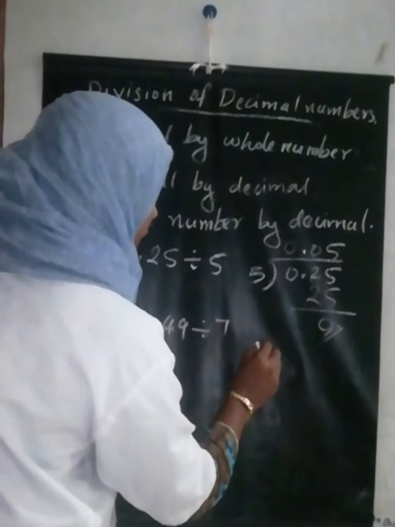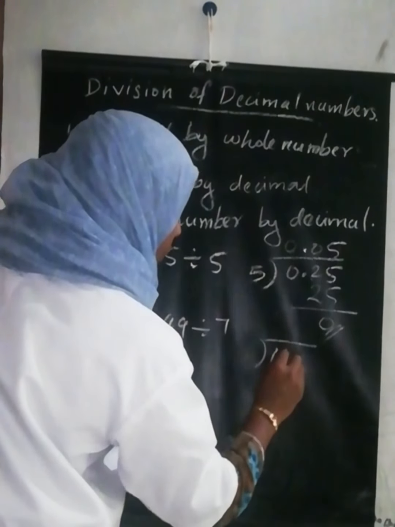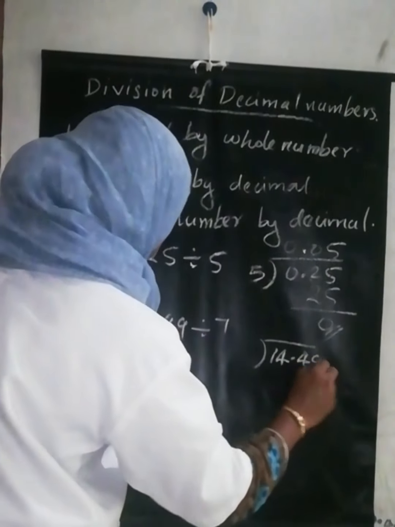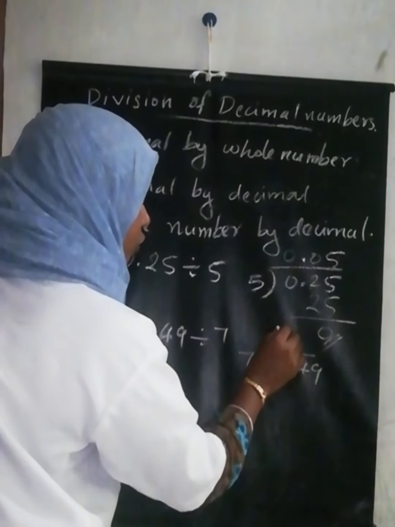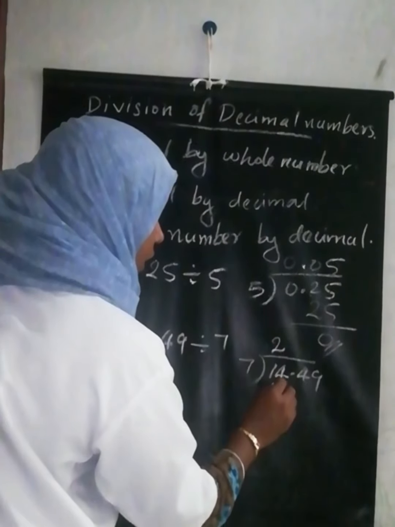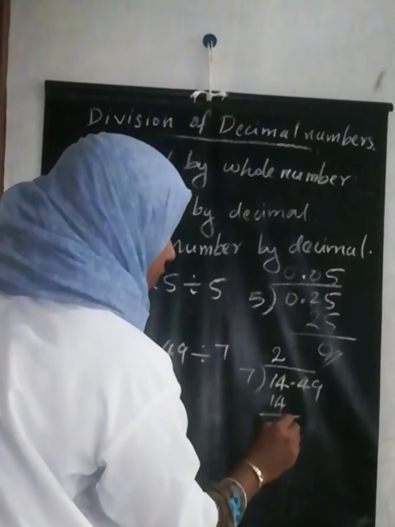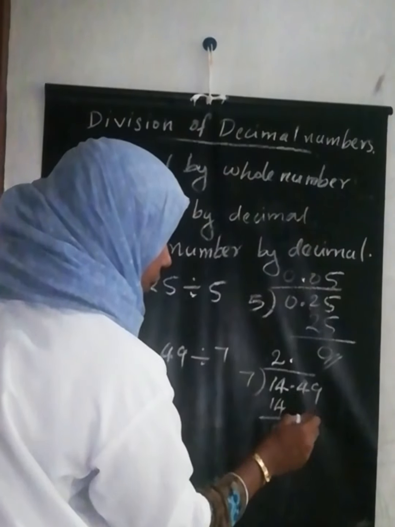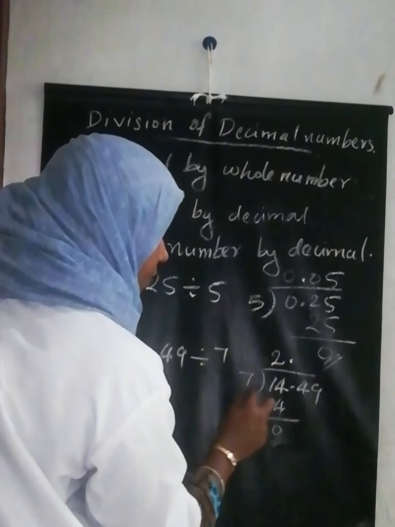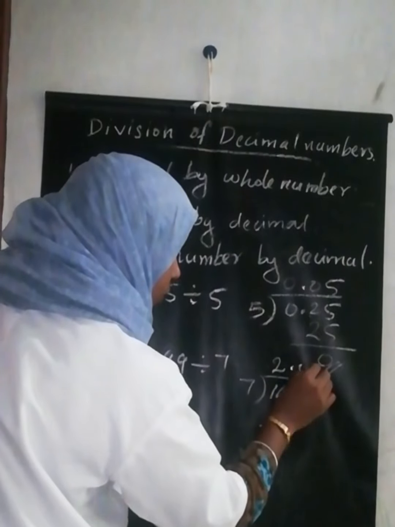Okay. So the second question, 14.49 divided by 7. How many 7s are there in 14? 2. Then 2 into 7 is equal to 14. Then 0. Next, after that, here the point. So put the point. Then take 4. Here, how many 7s are there in 4? No. So put the 0.